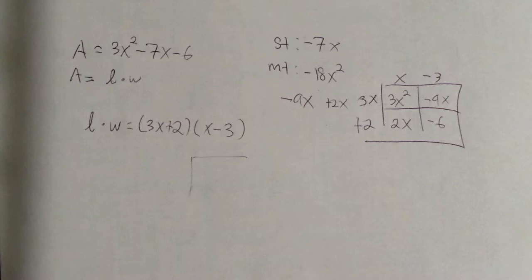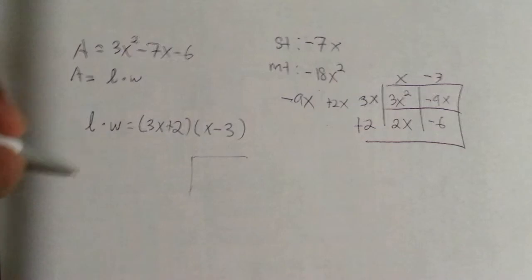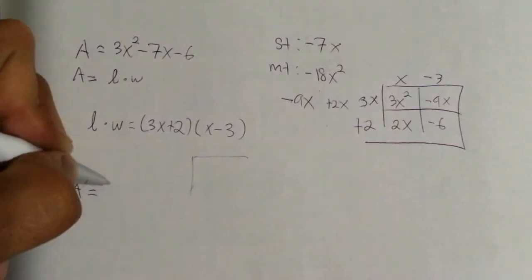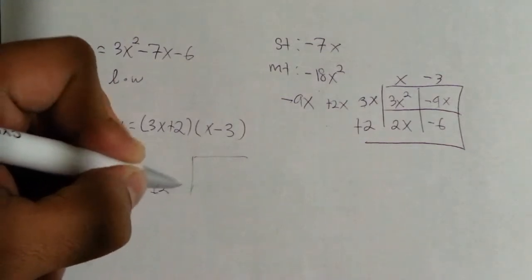So notice it says the area of a square. If we think back to our square formula, the area of a square is given as side times side, or side squared. So let's see if we end up with two factors that are equal to each other.